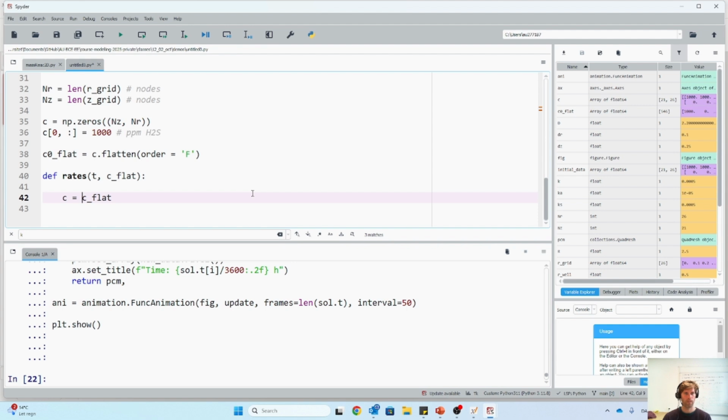So we make a 2D array again from the flat C flat array, and we can do this by using the function reshape, and we reshape it to these dimensions. Again, we will use the argument order flat.